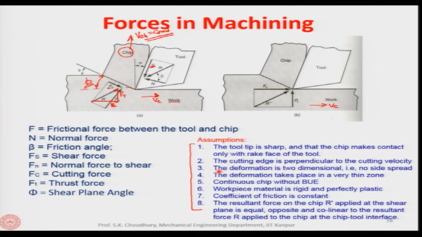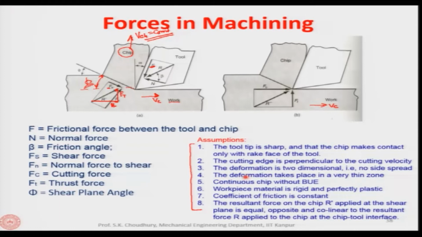The third assumption they made is the deformation is 2-dimensional. What I said just now, that is no side spread. What does side spread mean? I explained during the discussion of the orthogonal and the oblique cutting that in the orthogonal cutting, since the cutting edge makes a perfect 90-degree angle with the cutting velocity vector, the chip flows exactly perpendicular to the cutting edge of the tool, and there is no side spread. It does not become inclined to the normal to the cutting edge. So, there is no side spread of the chip while flowing along the rake face of the tool.